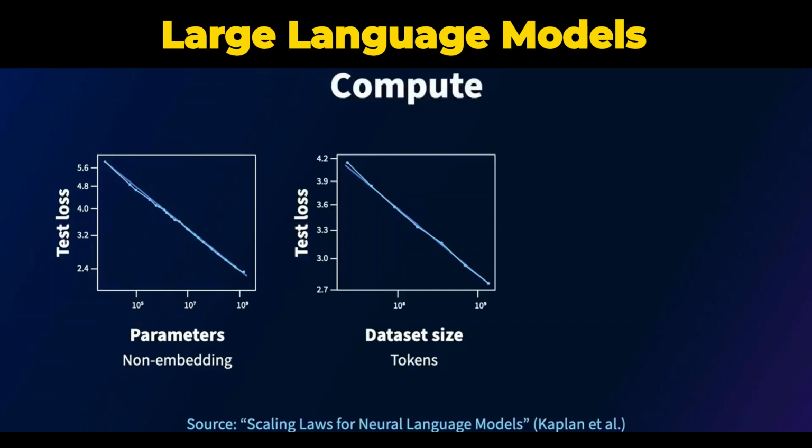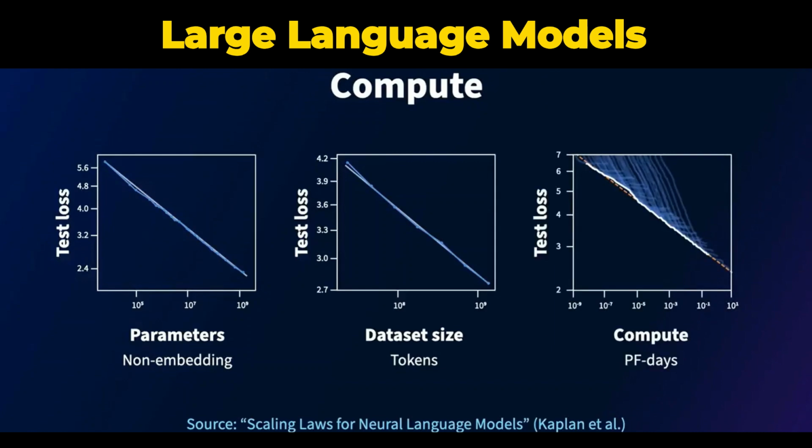And finally, let's look at compute. So over on the graph at the right, the x-axis shows the number of petaflop compute days, which is the amount of compute used for training models.